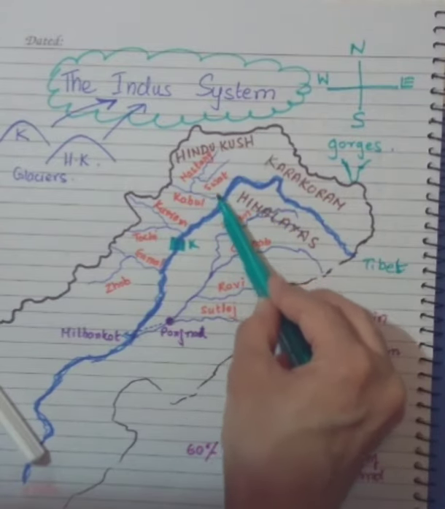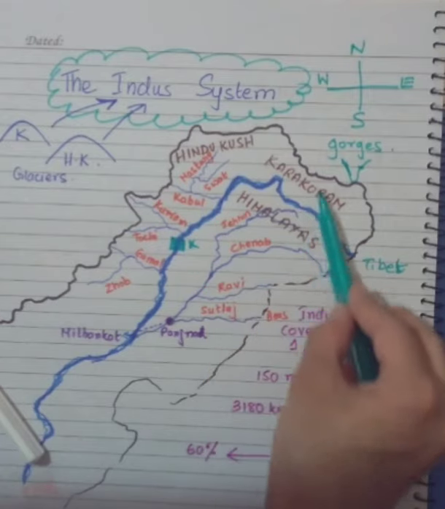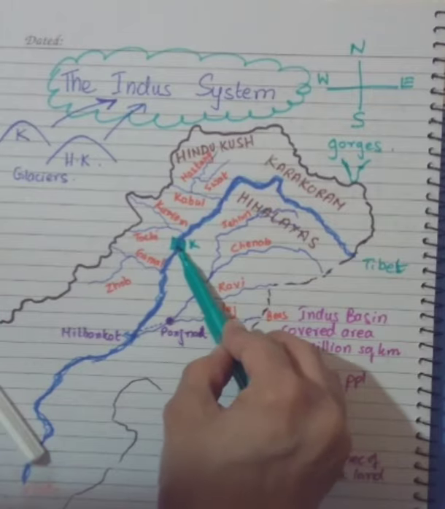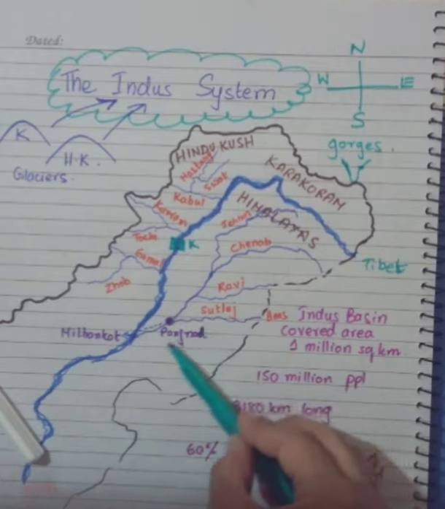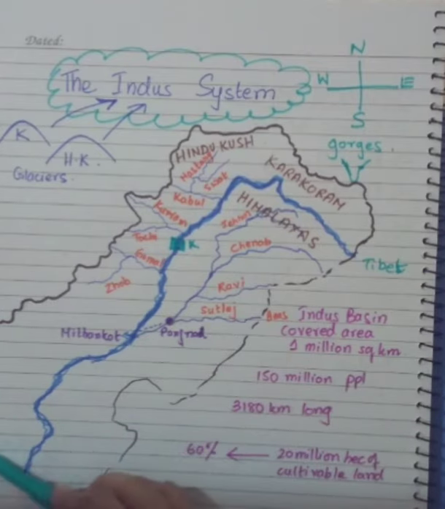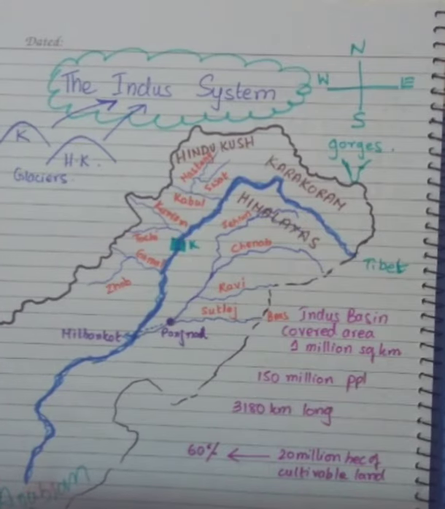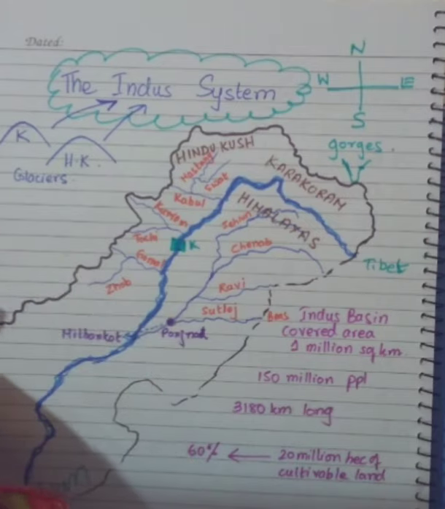Here again it's forming a lot of deep gorges, and then finally it leaves this mountainous area when it enters into Kalabagh. This is Kalabagh, and from there on it enters into the plains of Punjab and then Sindh, and then finally falls into the Arabian Sea. So this is the Arabian Sea, right? So that's the final end of the river Indus.